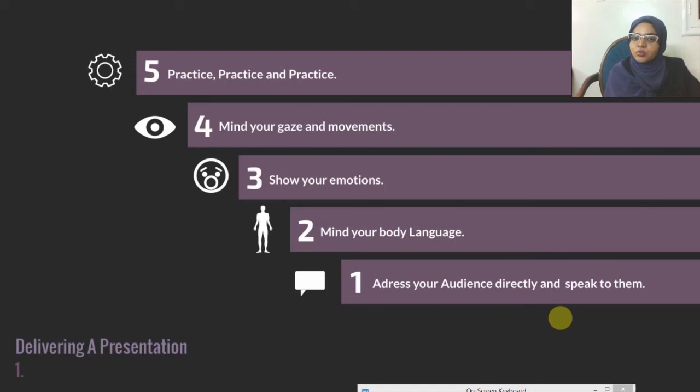Okay, mind your body language again and again and again. Your body language is very important. It can have a great impact on the effect you have on the audience. Okay, show your emotions. As we said earlier, it's very natural to show emotions. Okay, you should not be emotionless. Mind your gaze and movement.